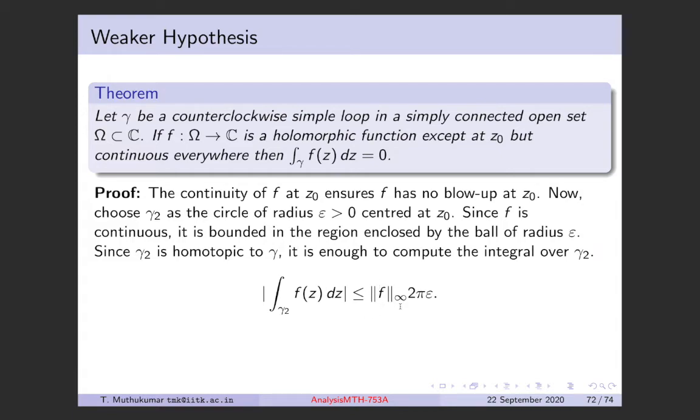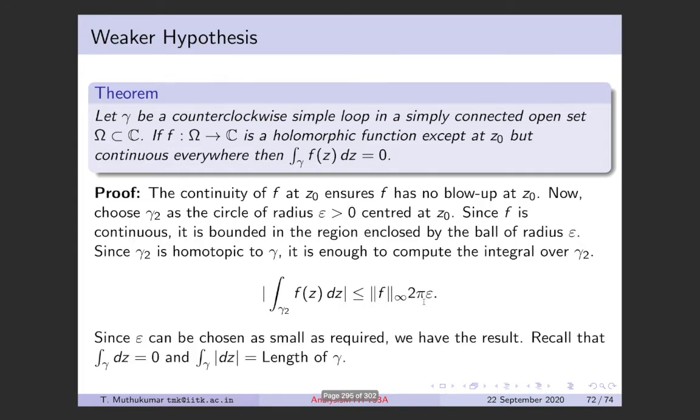So you take that, so the supremum of this will come out. So what you will have is the integral over gamma 2 of mod dz, which is nothing but the length of the curve. The length of the curve is 2 pi epsilon because the radius is epsilon. Now this is true for every choice of epsilon. Epsilon is arbitrary. So this means that this quantity can be made as small as you want, right? Which means that this quantity is 0.